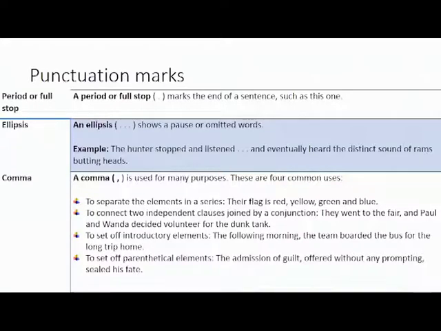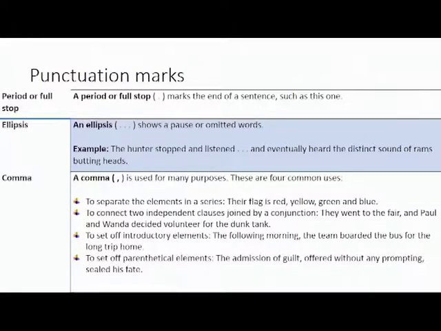And then moving on, we have a comma. A comma is used for many purposes, and there are four common uses. The first use of a comma is to separate elements in a series. For instance, their flag is red, yellow, green, and blue.